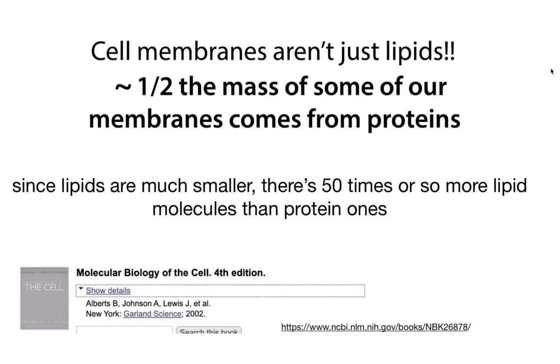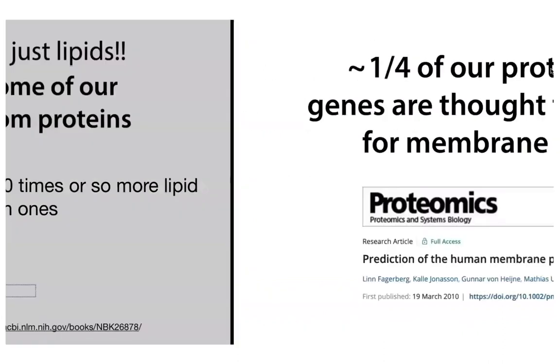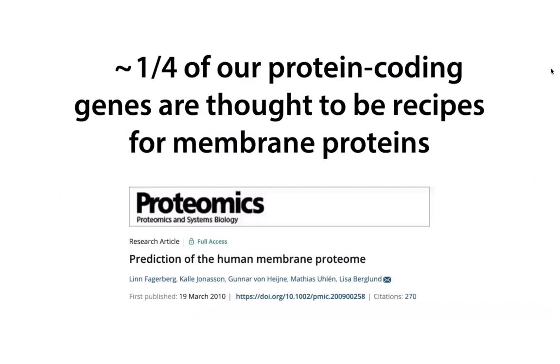If you think about a membrane, the first thing we probably think about is that lipid component. And numbers-wise, there are more lipids than other things. But mass-wise, about half of the mass of some of our membranes actually comes from proteins. And about a quarter of all of our protein-coding genes encode for membrane proteins.